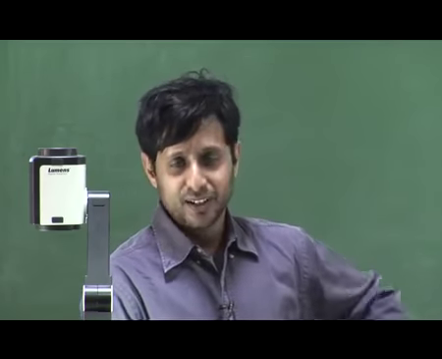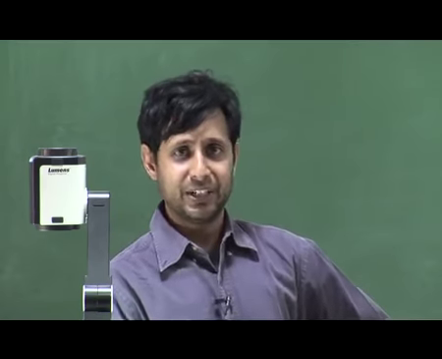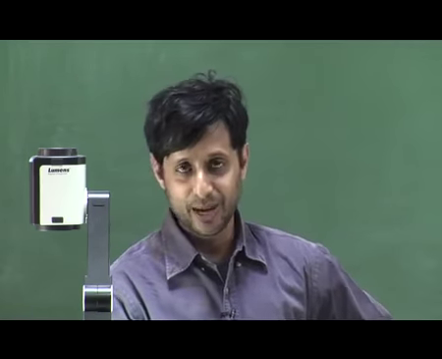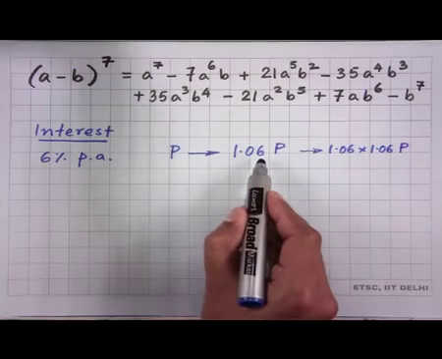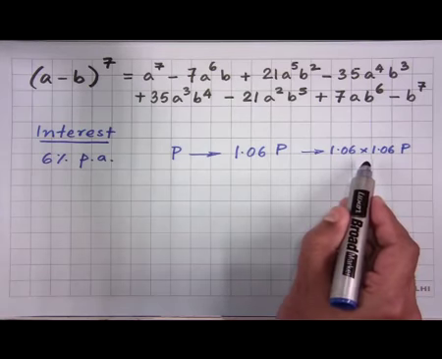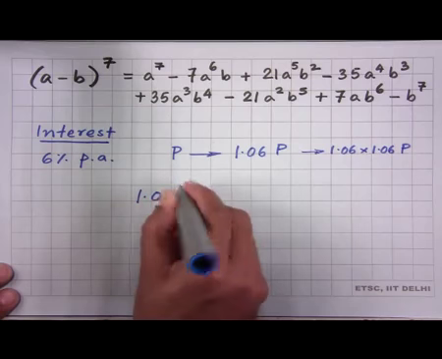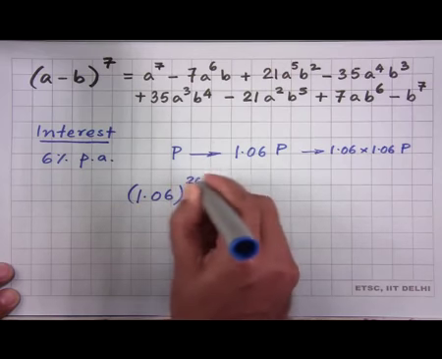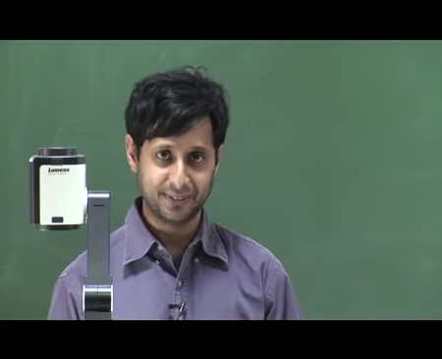What happens if you keep this money locked into the bank for 20 years? What is going to happen? In 1 year it is 1.06 p, in 2 years it is 1.06 square p, in 20 years it is going to be 1.06 whole power 20 times p. This is how much your money has become if you keep the money in the bank for 20 years.